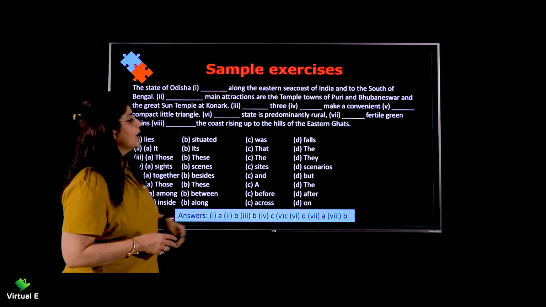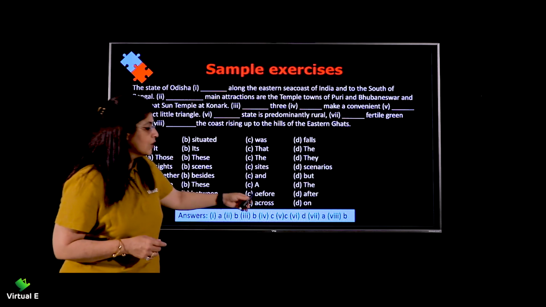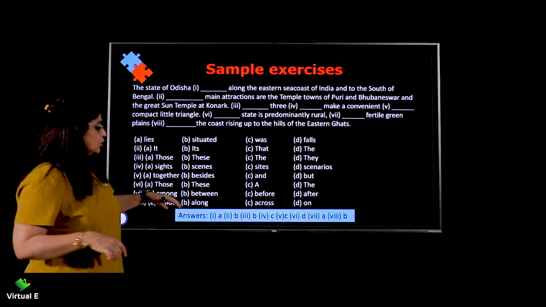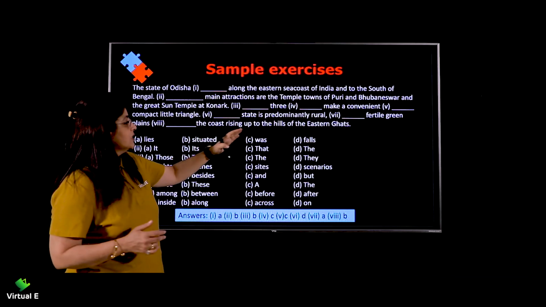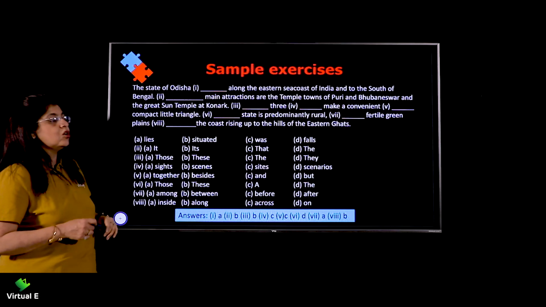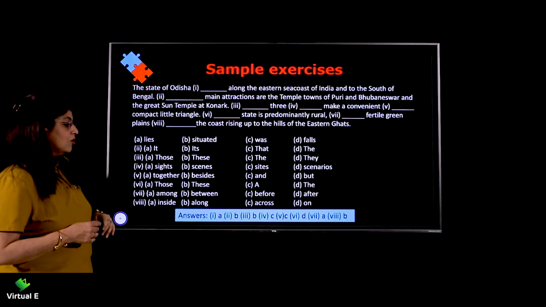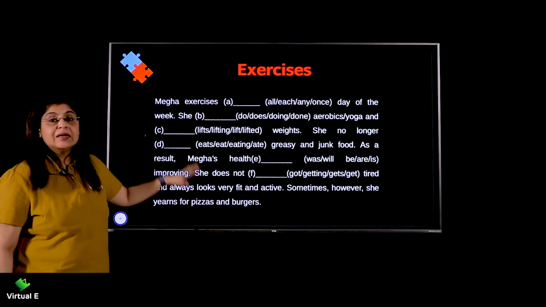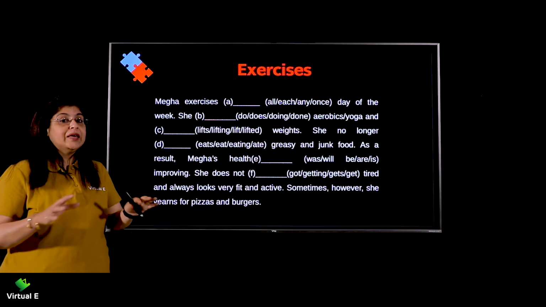Dash the coast rising up to the hills of Eastern Ghats. Inside, along, across, on. Now coast is generally that seashore, that line. So you are going along with it, right? Along the coast, among fertile green plains, along the coast, rising up to the hills of the Eastern Ghats. So this is how we go about solving your gap filling. Here you have another exercise for you to solve with options given to you in the brackets.